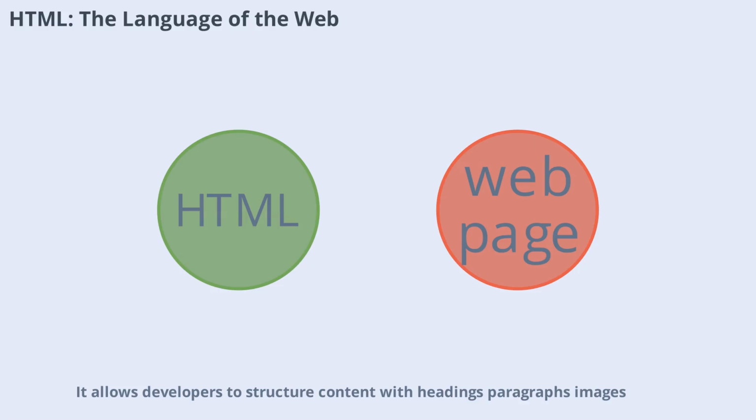It allows developers to structure content with headings, paragraphs, images, and links. HTML is what gives web pages their shape and form, making it possible for browsers to display text, images, and multimedia in an organized way. Without HTML, the web would not have the rich, interactive experiences we enjoy today.